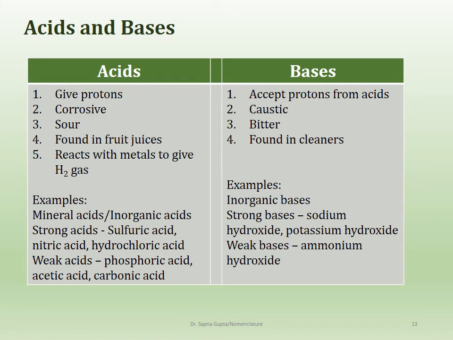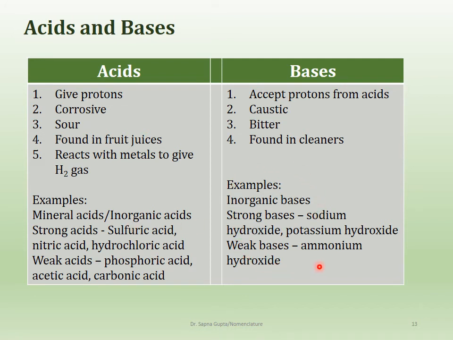Most of the bases are found in cleaners. For example, if you look at your homes, you'll find ammonia solution and bleach. Those are all bases. So examples of acids: there are mineral acids, which are sulfuric acid, nitric acid, hydrochloric acid, and these are the strong acids. The weak acids are phosphoric acid, acetic acid, carbonic acid. We'll write the formulas in just a few minutes.